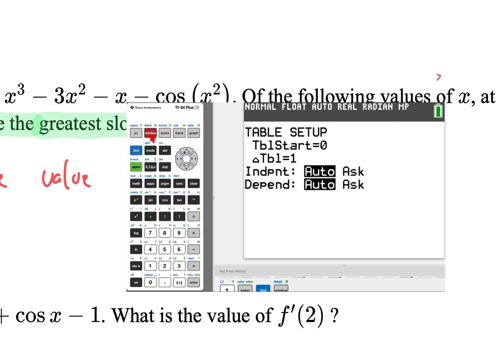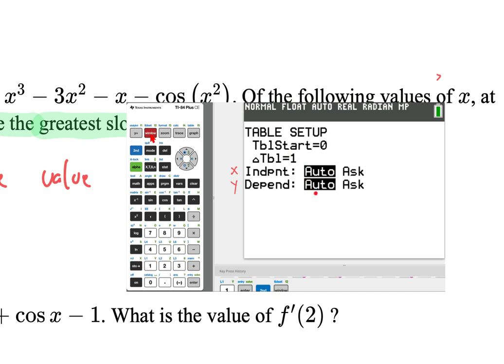Okay, so it's going to start at 0, it's going to go up by 1, so the next one's going to be 1, 2, 3, 4, 5, right? So those should be all the x values if we left it like this. And these two only matter if this independent is auto. So remember, independent is like the x value, and dependent is y. So what this is saying is, if we left it like this, it would automatically populate the x's according to the table start and change in table.